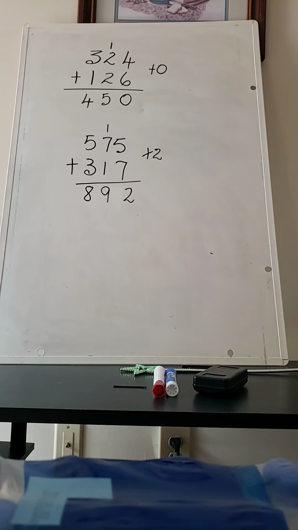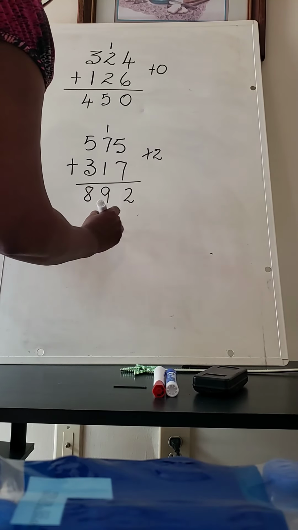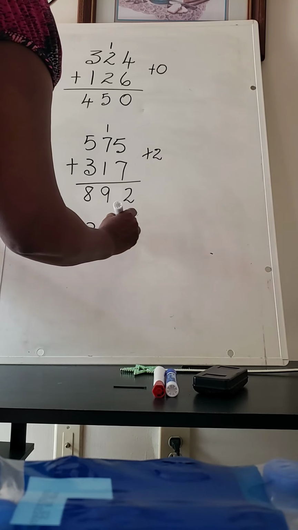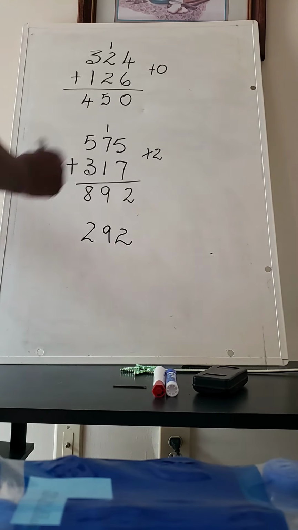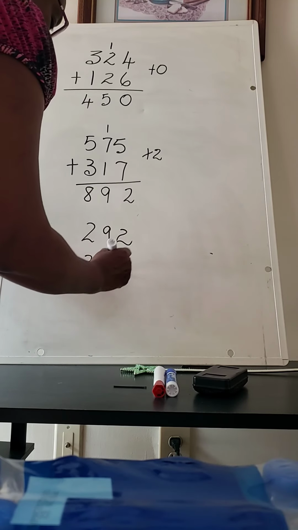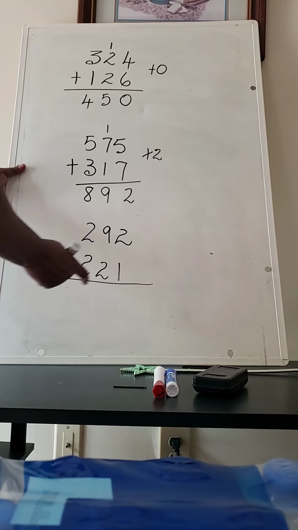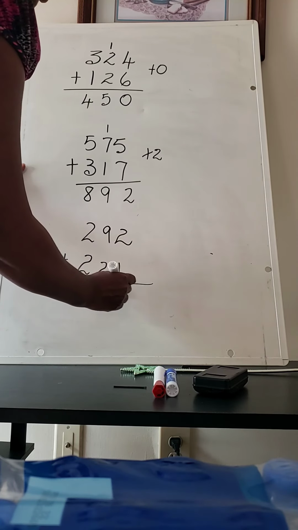We have the next one about the girls. So we had 292 girls at the football match or in a school. And we had 221 boys. How many students altogether? 2 and 1, 3.